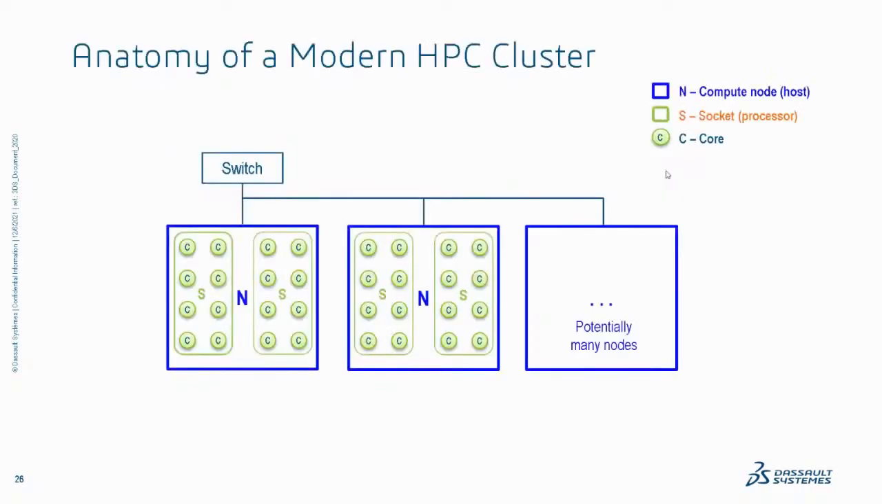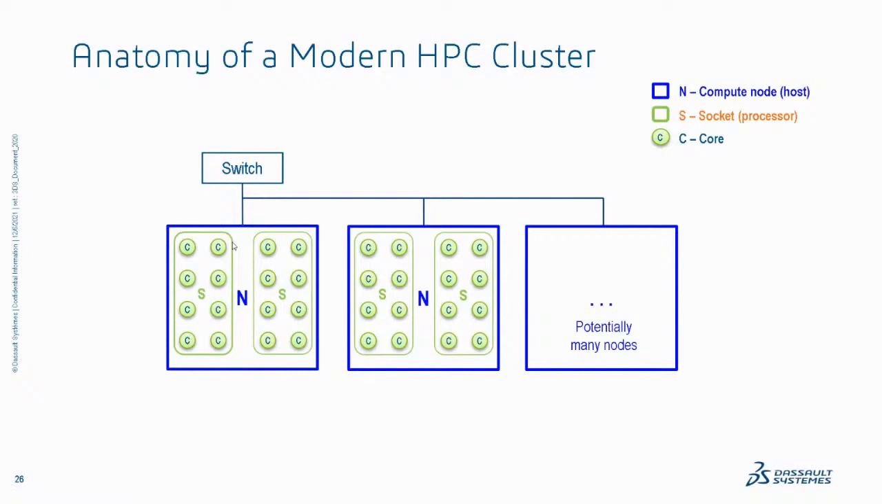In order to motivate the discussion, I'd like to spend a few minutes introducing some terminology so that we make sure we're all speaking the same language. So here is a schematic of an HPC cluster. We have compute nodes in blue. You can have many of those connected together, potentially with switches and interconnects. Within each compute node, there is what's called a socket, or oftentimes called a processor. This is colored in the red box.